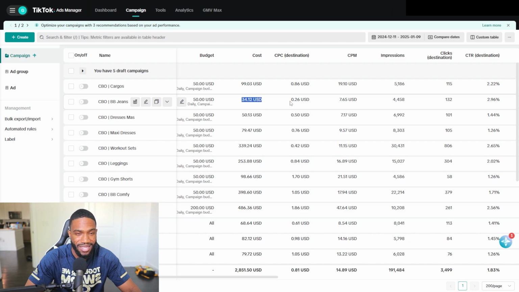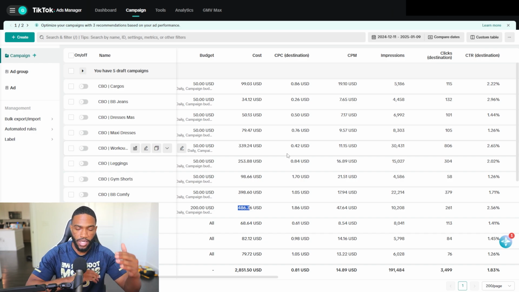So only $34, that's not a good gauge because that's not a lot of money in the grand scheme of things, versus where I had ad sets or CBOs where I spent $300, $398, $253, almost $500, where you have cost per clicks of almost $2, 84 cents, 42 cents. So this was a good one. And you get a chance to gauge.